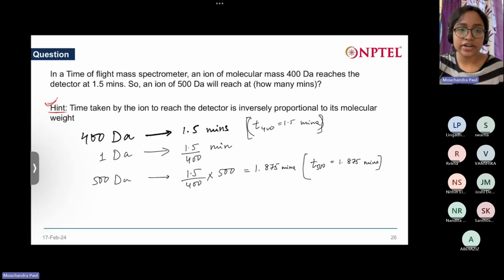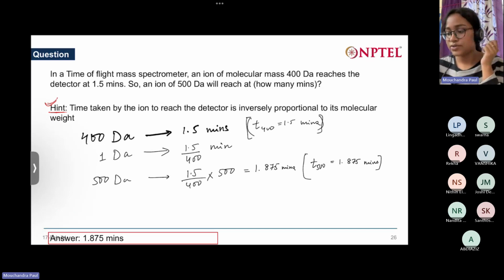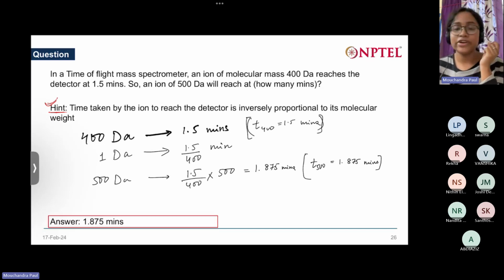So the logic you got, right? Yes, ma'am. Obviously whatever ion is having a higher molecular weight, you have seen how I've solved the question. You saw the values, right? 500 kilodalton will definitely take more time, around 1.8 minutes, whereas a smaller molecule takes 1.5 minutes. So it is directly proportional, not inversely proportional. I didn't think about it when I came across this question until now.